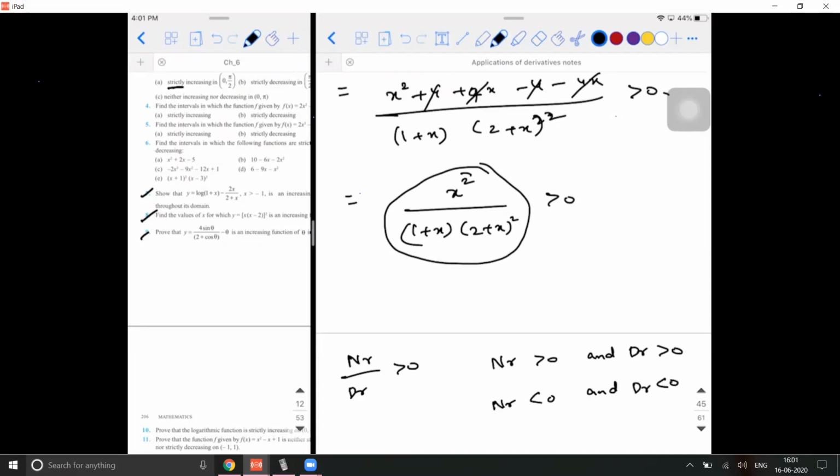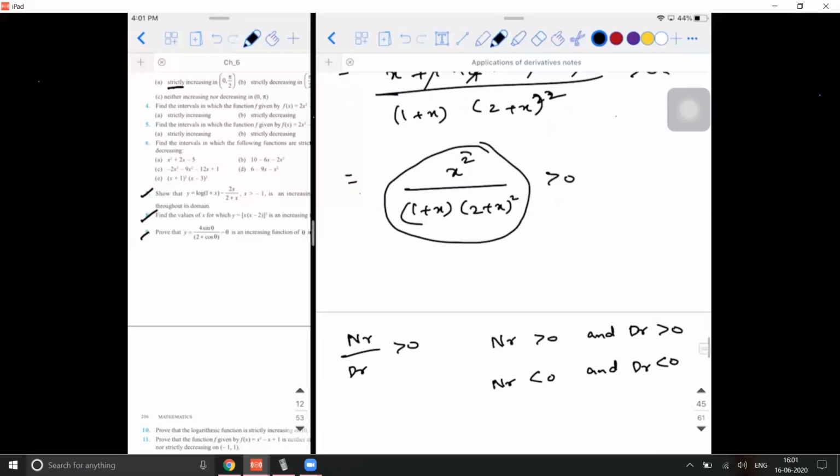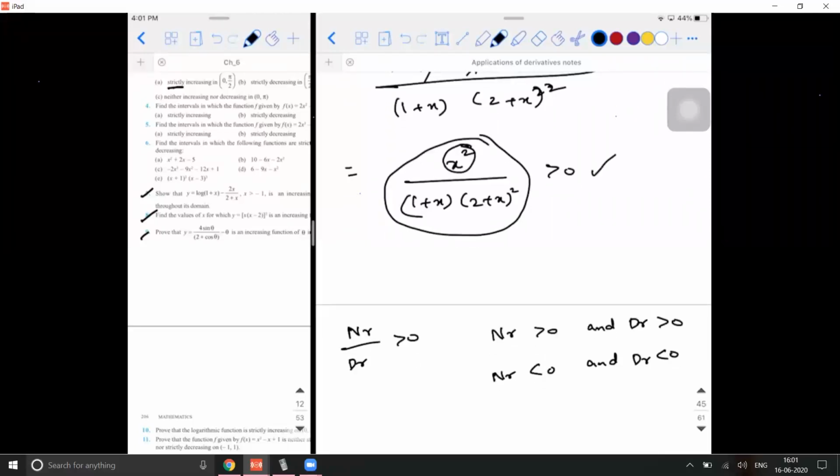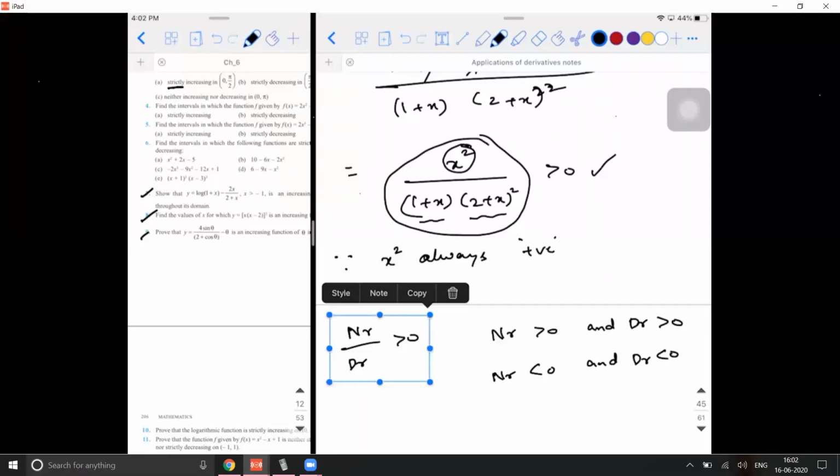If you look at this particular question, what is happening with respect to numerator is it is always positive because it's a perfect square. Since x square is always positive, then the denominator should also be positive. Denominator is a product of two terms, which is 1 plus x and 2 plus x the whole square. 2 plus x the whole square by default will always be positive because it is also a perfect square. When can 1 plus x be greater than 0?